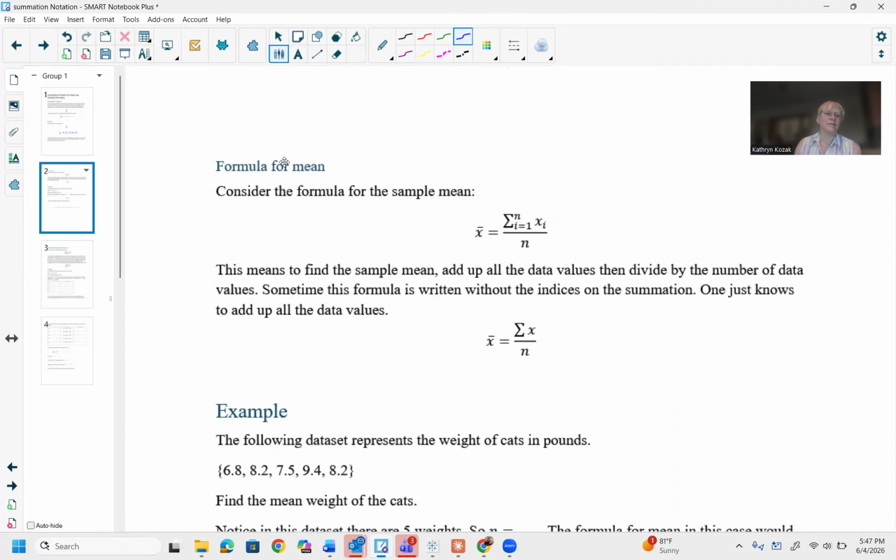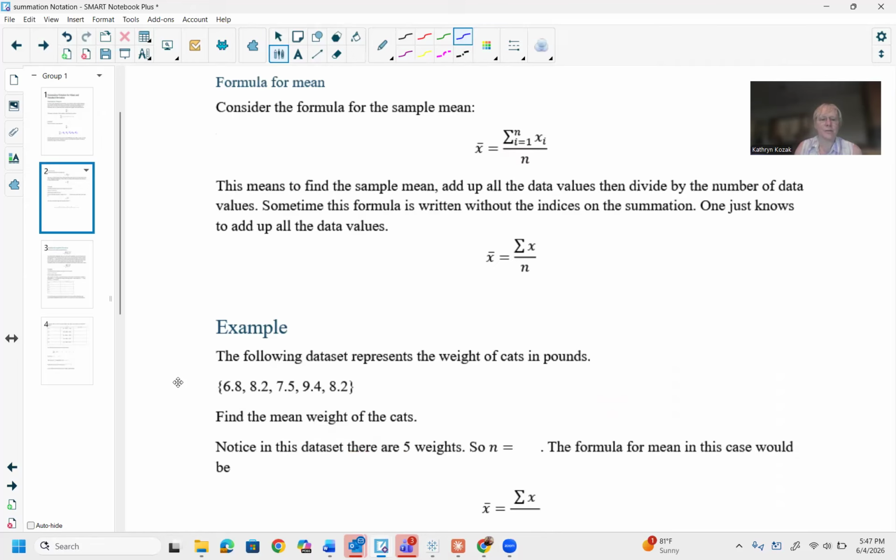One of the places we see this is the formula for the mean. Consider the formula for the sample mean, which is x bar equals the summation i equals 1 to n of x sub i, all over n. This means to find the sample mean, add up all the values, then divide by the number of data values. Sometimes this formula is written without the indices on the summation. One just knows to add up all the data values. So we might write x bar equals the summation of x all over n.